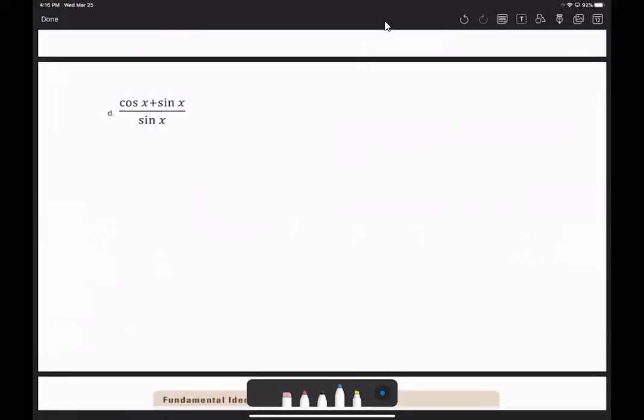This fourth example has cosine and sine, so I can't replace it with anything. So the only thing we can do, since it's already in terms of sine and cosine, is get rid of the quotient. Now, if you go back to algebra, what we're doing is dividing each term in the numerator by the denominator, and the denominator is a single term. So I can rewrite this as cosine x divided by sine x plus sine x divided by sine x.